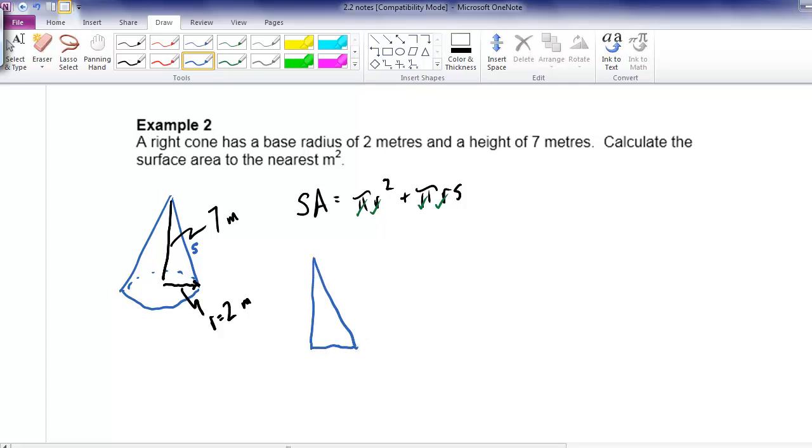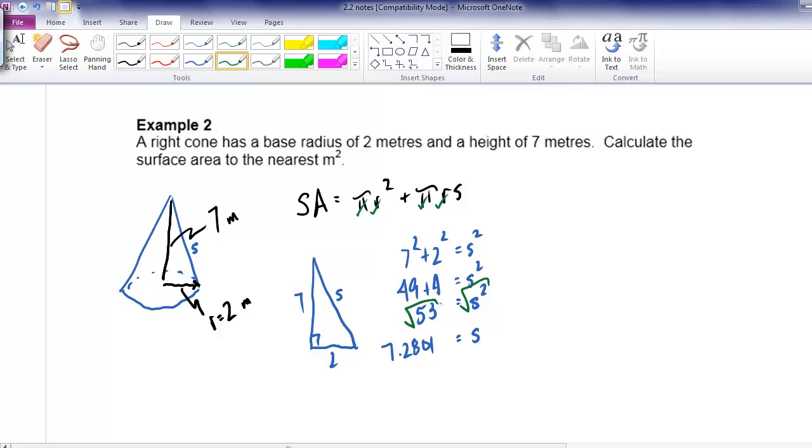Can I draw my right triangle? There's my base, there's my height, and 7 squared plus 2 squared is equal to s squared. 49 plus 4 is equal to s squared. 53 is equal to s squared, and s is equal to, to 4 decimal places, 7.2801. Because again, remember, you undo a square root with a square.